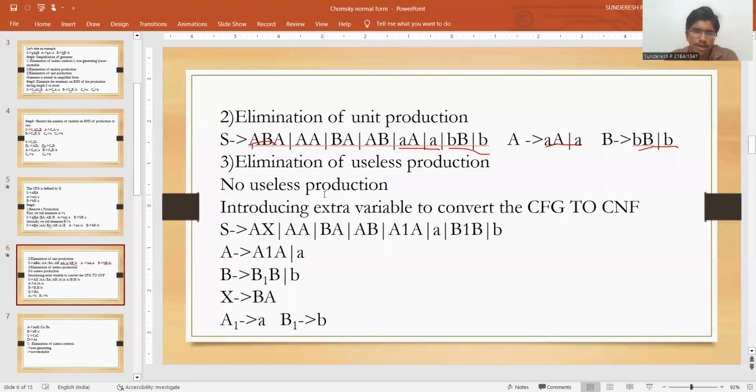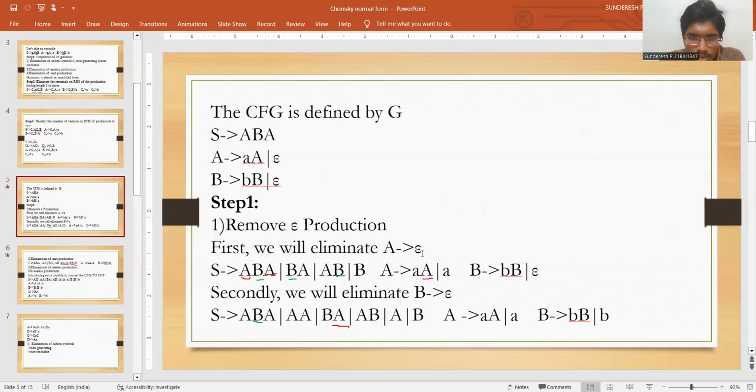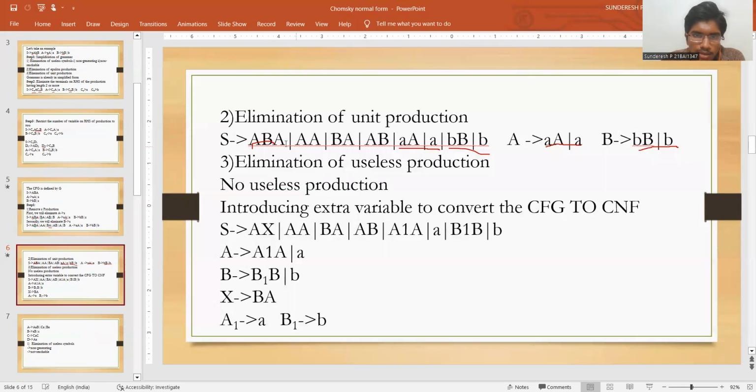Now we'll be doing the elimination of the unit production. In this, we have to replace A by this set of productions and B by this set of productions to remove the unit production. And the third step will be the elimination of the useless production, and we don't find any useless production here.